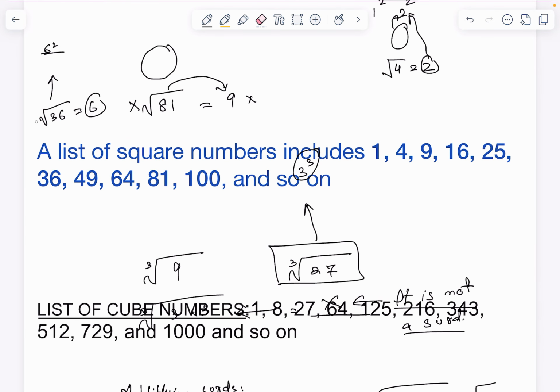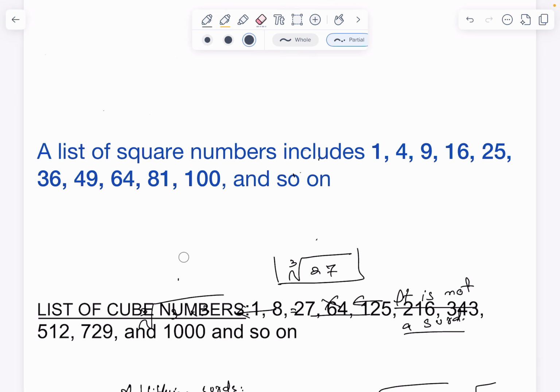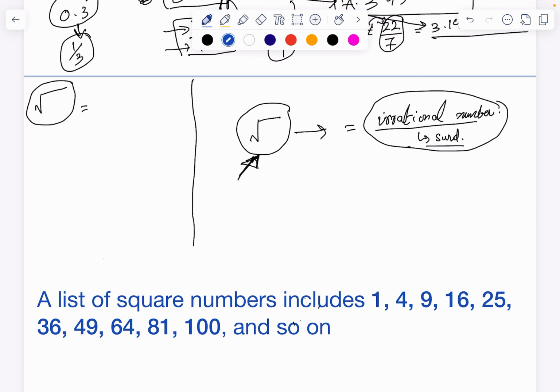So the question arises, then what is a surd? A surd is the root which produces an irrational number. In other words, you can say it's a fractional power which produces an irrational number. Now what is a fractional power?